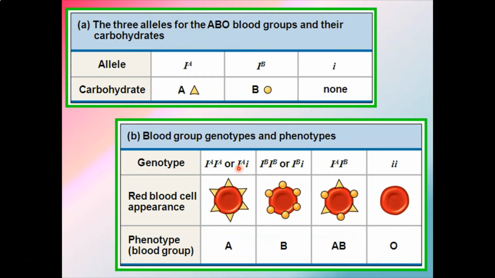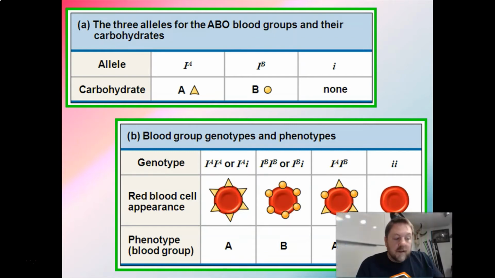If one parent gave you type A and the other parent gave you O, you're still just type A. What does that tell us? That tells you that A is dominant over O. Completely dominant, right? Because look, AO is still A. So A is completely dominant over O.